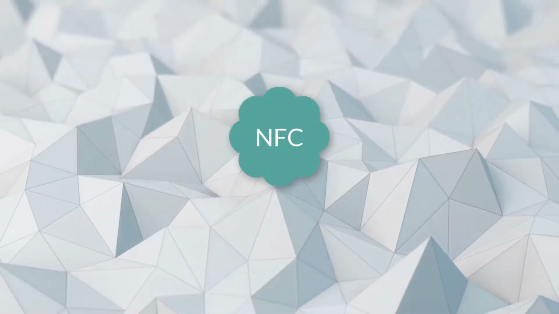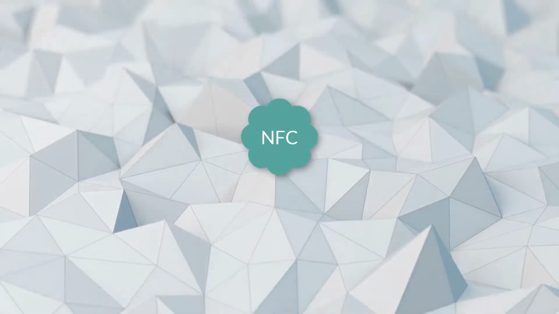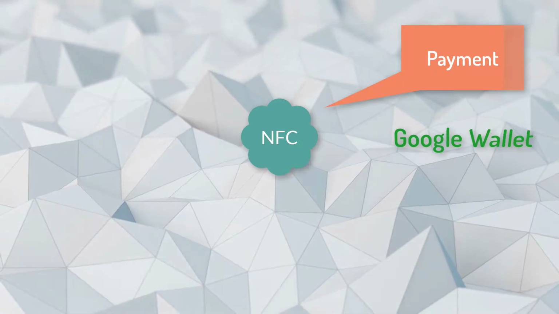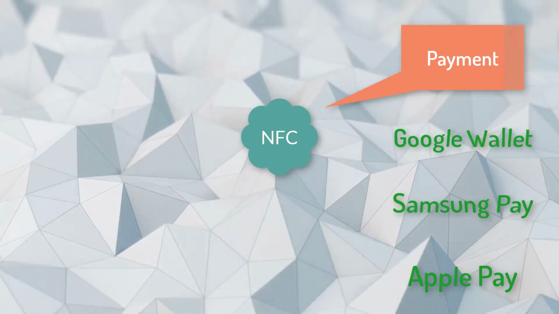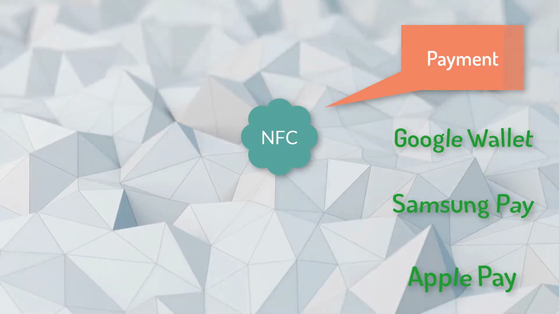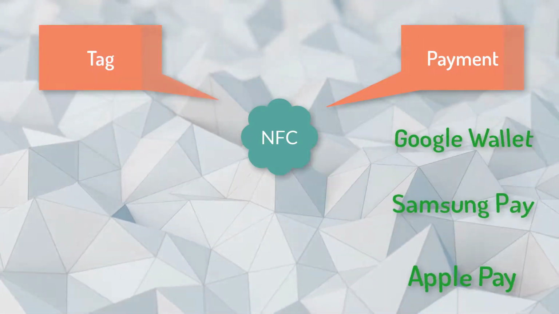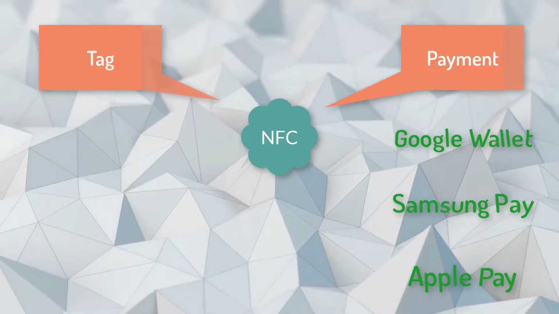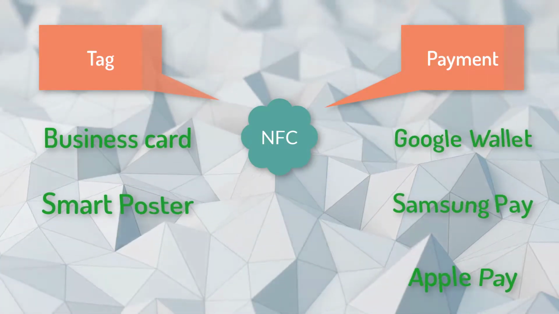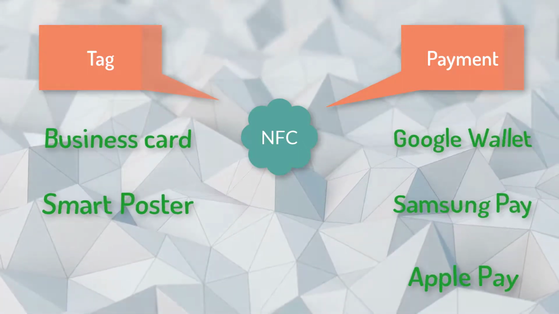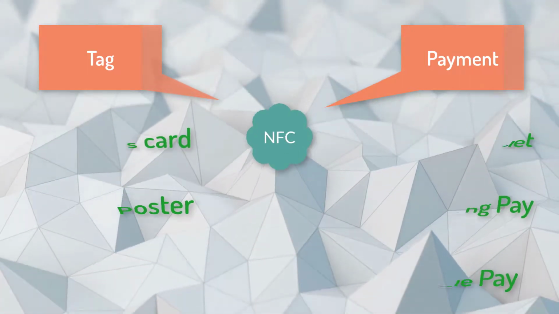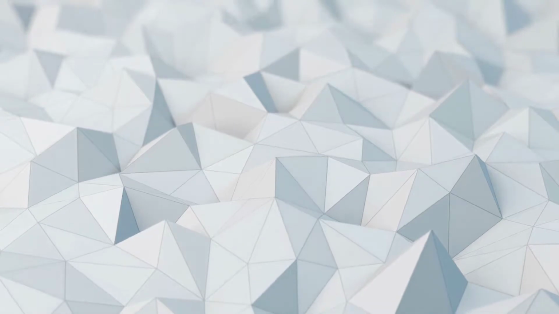When you talk about NFC, you probably think of making payments like Google Wallet, Samsung Pay, or Apple Pay, which are quite hot in the market currently. But another popular use of NFC is to interact with a tag to retrieve any kind of information. Examples of that are business cards and smart posters, and there are a lot more uses of NFC which you already know. But as you might wonder, how does NFC achieve all of this?